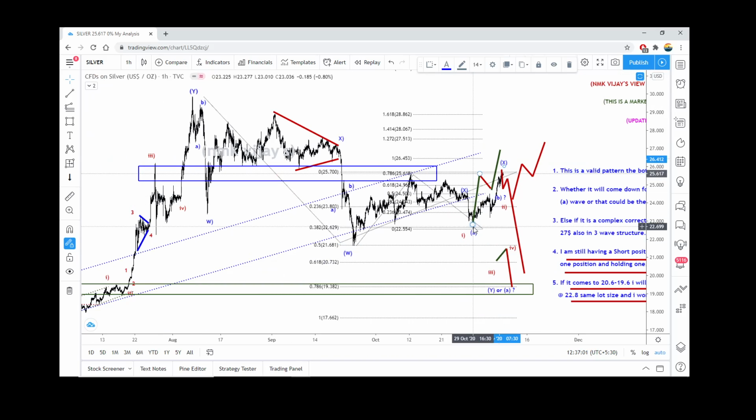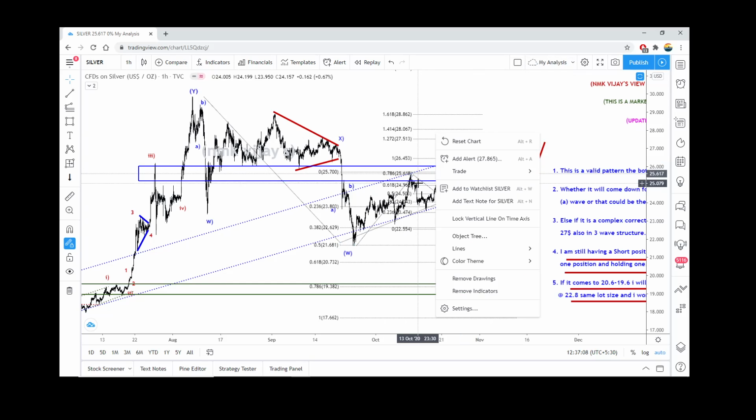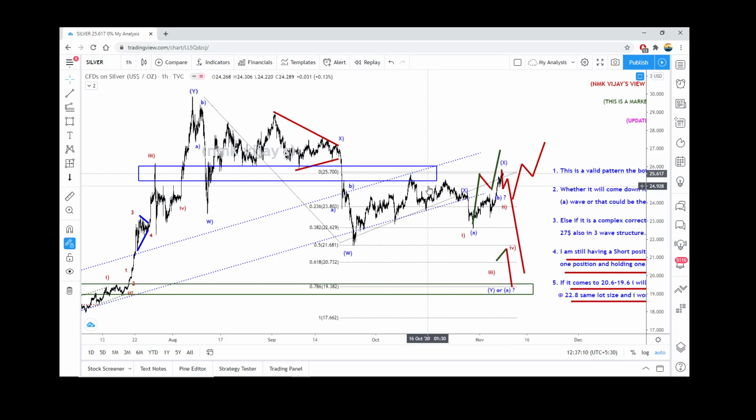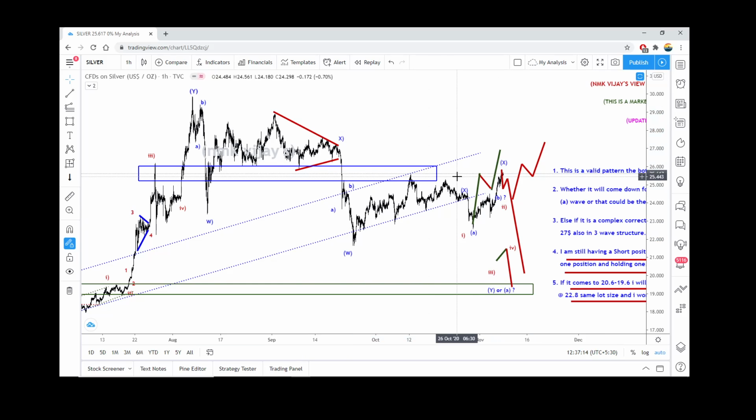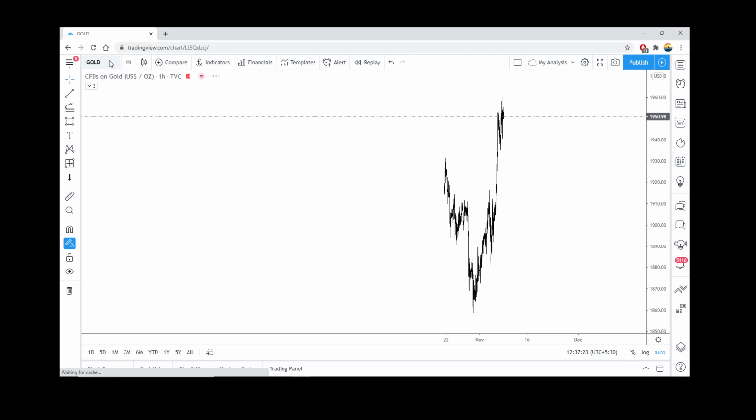ABC is over, ABC is over, ABC is over. So totally it's all three-way structure only. So not an impulsive way. So mind that this is in correction only. Don't be a buy side, and there will be a trap for the retailers. So let's move on to the gold.